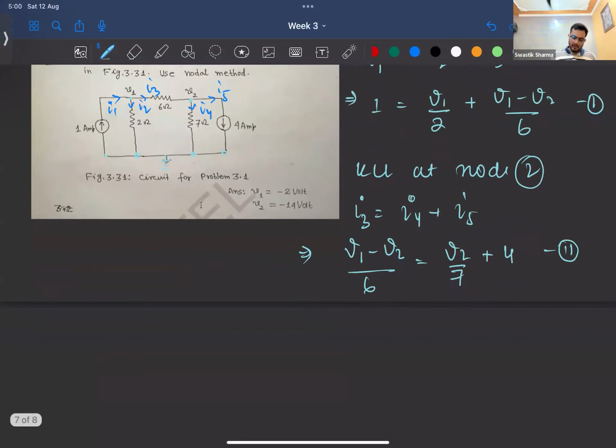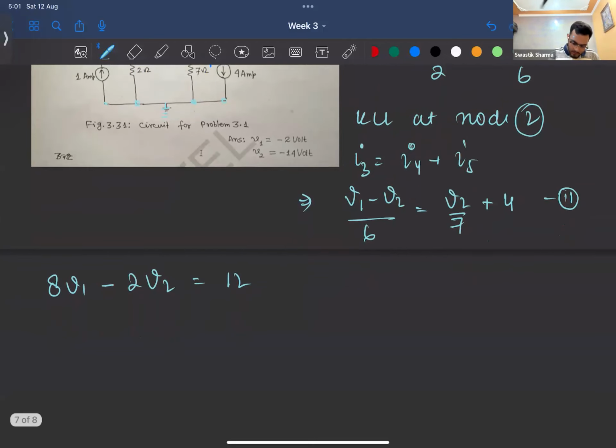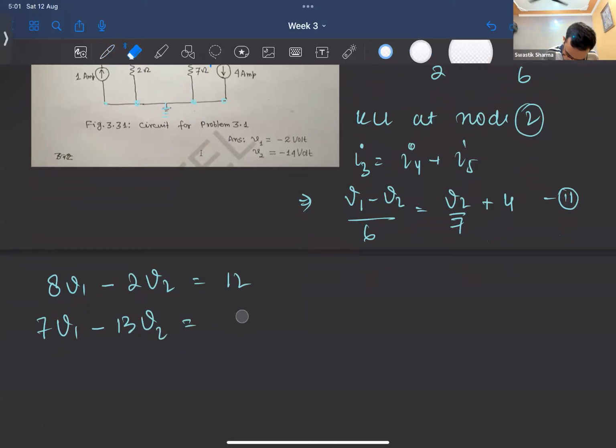We can rewrite equation 1. Equation 1 is nothing but 8V1 minus 2V2 equals 12, right? And the second equation, what would it be? It would be 7V1 minus 13V2 equals 4. Is that correct? No, it would be 4 into 7 into 6. So how much?